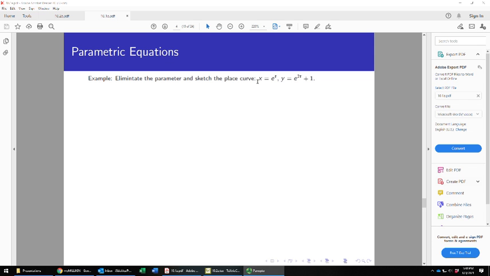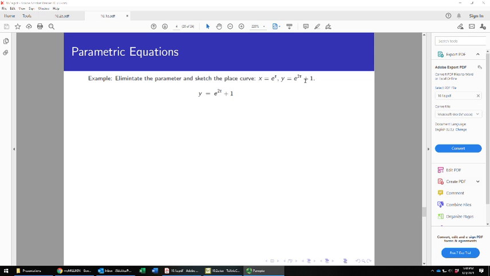So let's say we have the equations x equals e to the t, y equals e to the 2t plus 1. This should say eliminate the parameter. That's a nice typo there. Eliminate. All right. So in this case, well, the previous one we solved for t in terms of one of them and just plugged it in the other. In this one, though, we can be a little bit more clever. We don't actually have to solve for t explicitly.